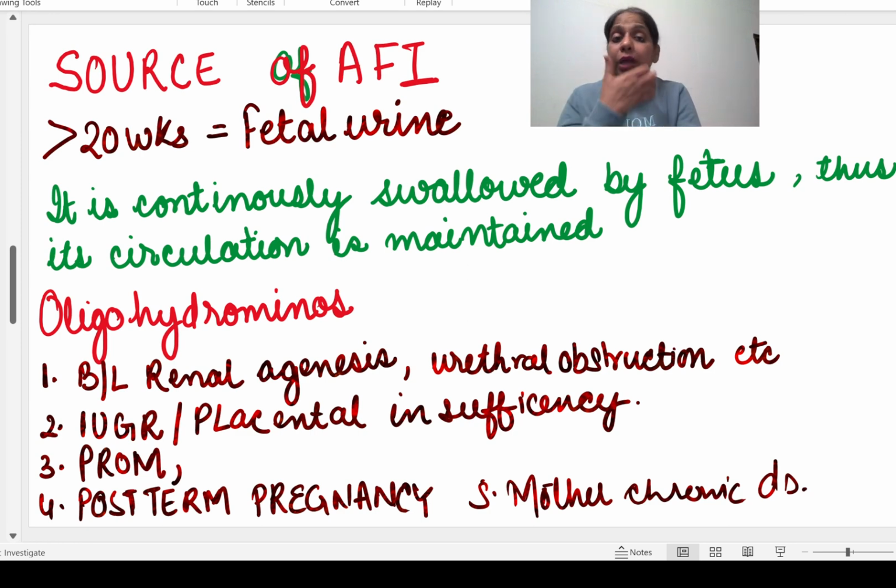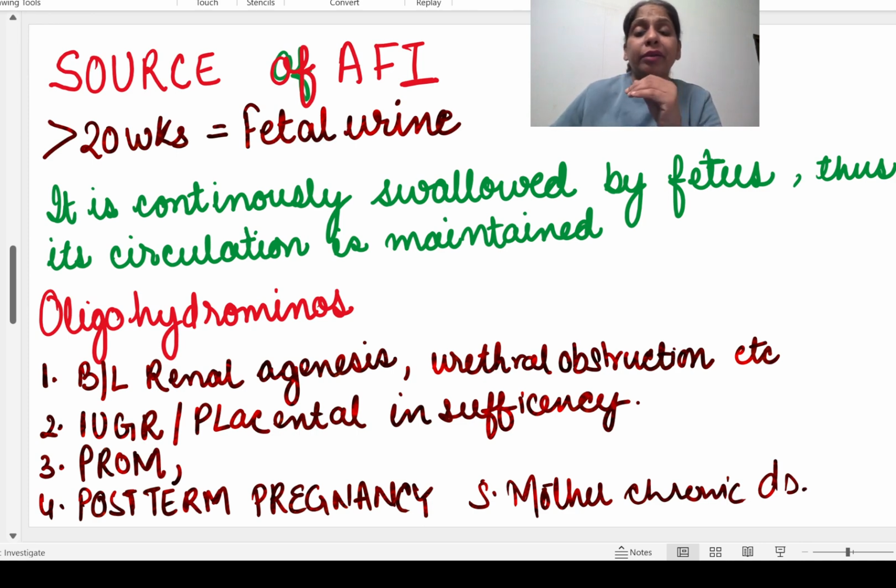Okay, now the oligohydramnios. This is when the amniotic fluid is less. Whenever there is bilateral renal agenesis, that is, urine is not formed, not the unilateral renal agenesis, we have discussed it already in the Telegram. Bilateral renal agenesis, if both the kidneys are not formed, then urine will not be there, or there will be urethral obstruction. In that case, there will be oligohydramnios.